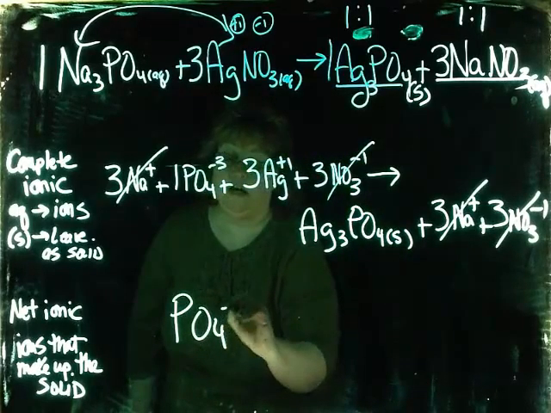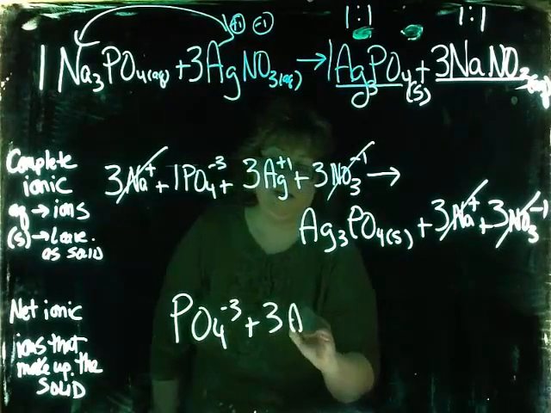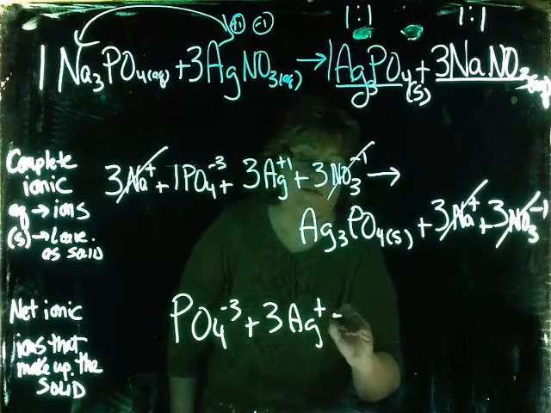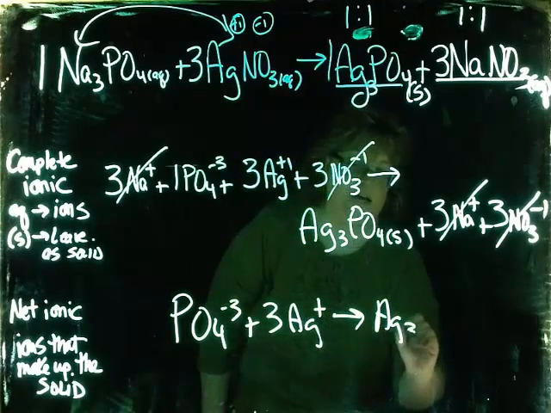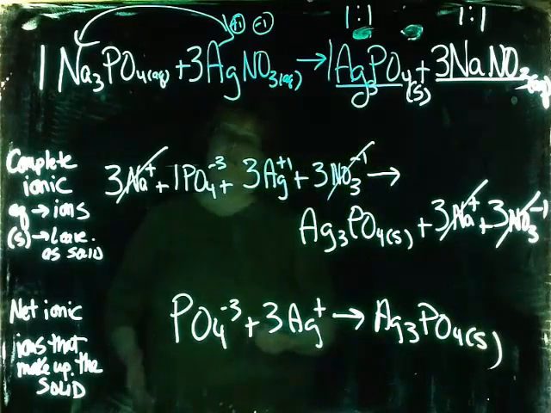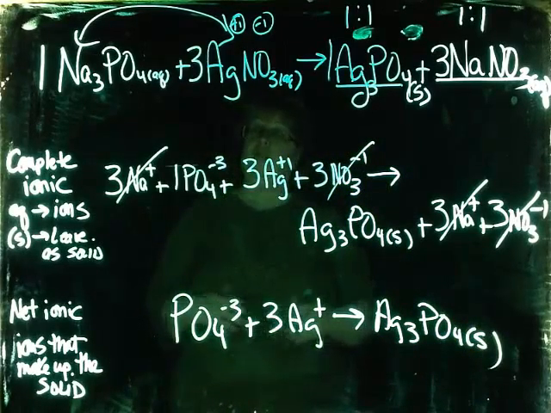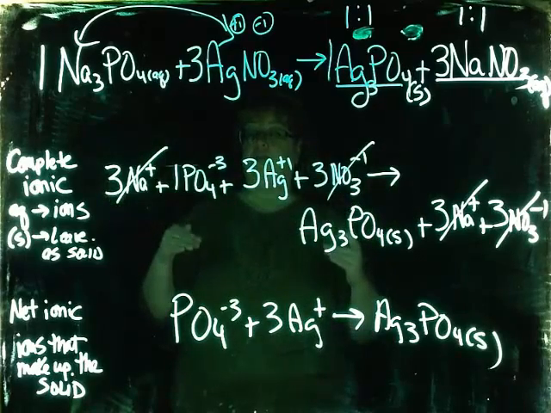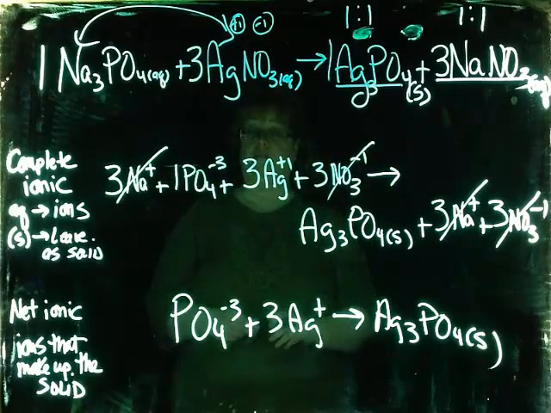Anything that I have not cut out are ions that I can bring down here, and hopefully it will tie into all the ions that make the solid. It's like a checkpoint, and it does. Those ions represent what's in the solid. So you have your double replacement, your complete ionic, and your net ionic equation for this reaction.